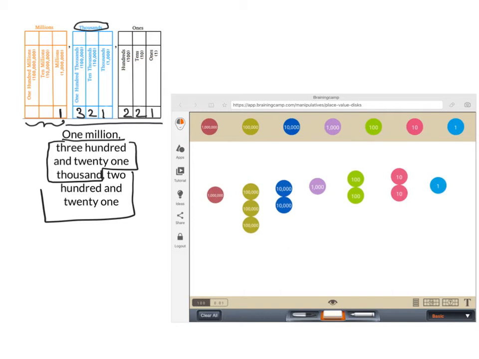So let's relate it to what we see here. So we have 1 million, there's our 1 million, 321,000. So this 3 represents 3 of the 100,000s. This 2 represents 10,000s. There are 2 lots of 10,000, so there's 20,000 there. Here we have 1 single thousand, and then we have our 221, 2 hundreds, 2 tens, and 1.